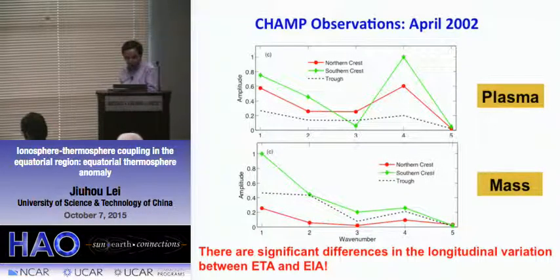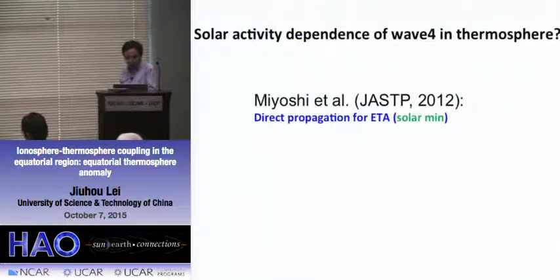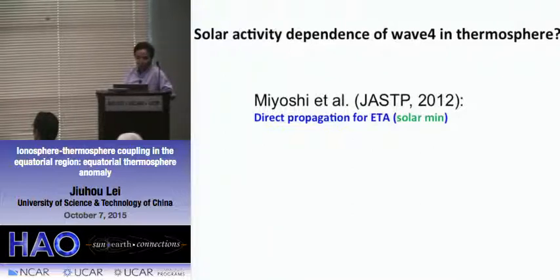So we also tried to figure out the longitude variation, or the wave number 4 structure, in the thermosphere. Actually, there are two studies that focus on the solar activity dependence of the wave number 4 in the thermosphere. One is from the Japanese group. They show the solar minimum condition for this wave number 4 in the thermosphere is mainly due to direct propagation.